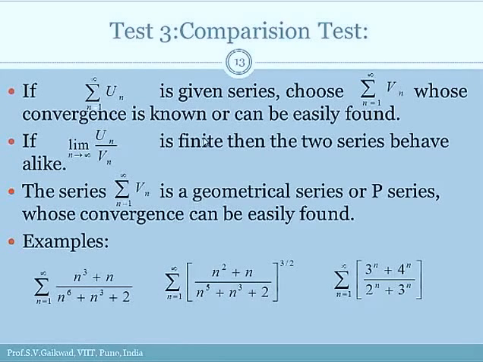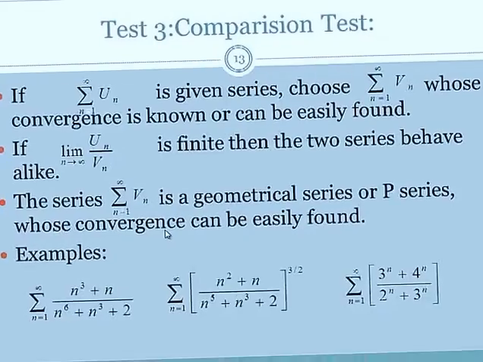Okay, now the next test of convergence is the comparison test. Here we'll compare two series. Suppose sigma un is a given series, choose sigma vn whose convergence is known or can easily be found. If the limit of un upon vn is finite, then the two series behave alike. This is the comparison test. The series vn is a geometrical series or P series whose convergence can easily be found.